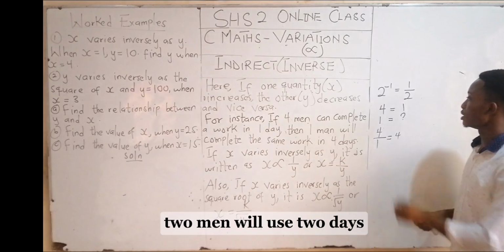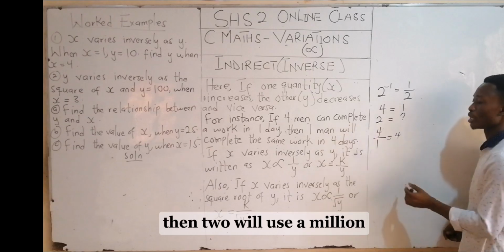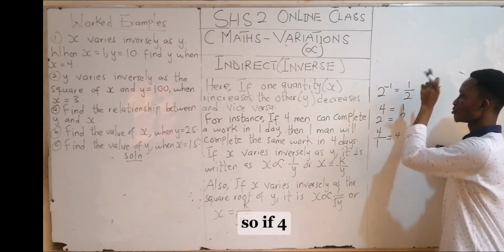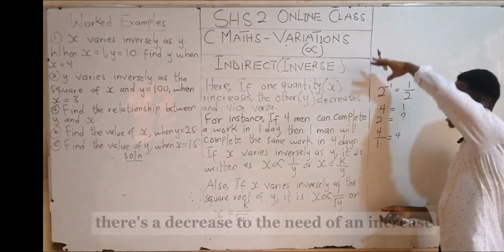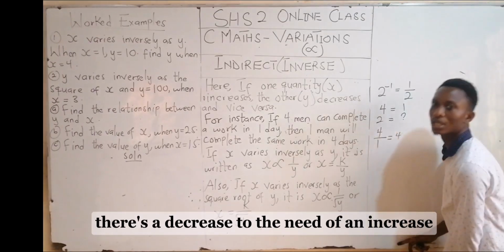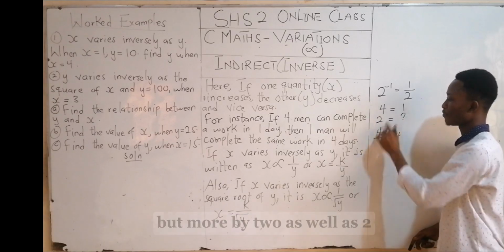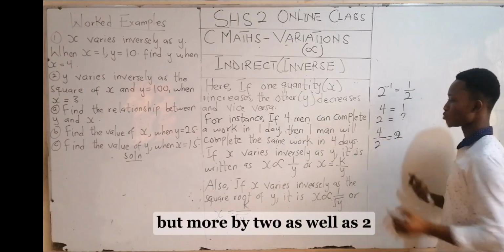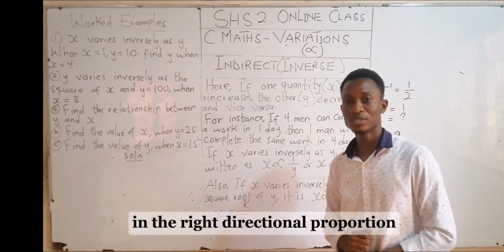2 men will use 2 days. So if 4 men use 1 day, how many days will 2 use? If there's a decrease to 2 men, then you need what? An increase, instead of 1 day. So if more, less divide. 4 by 2 is what? 2. And that's all right. So that is the indirect variation of proportion.